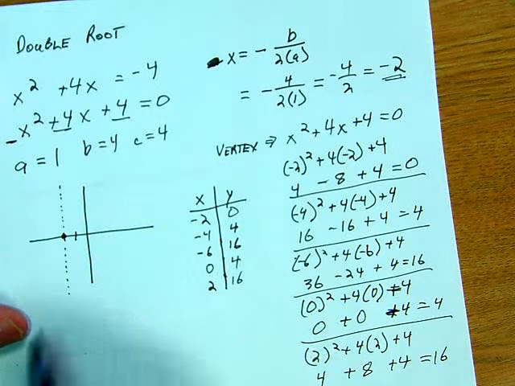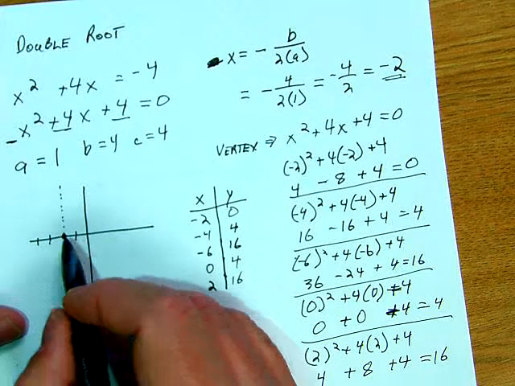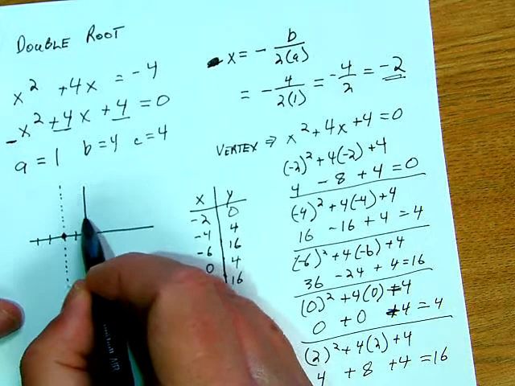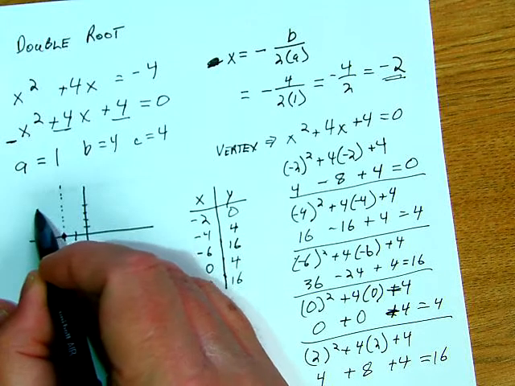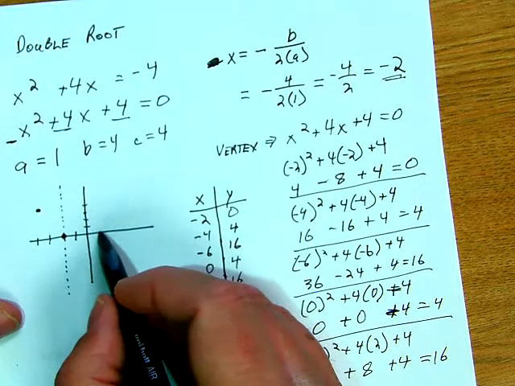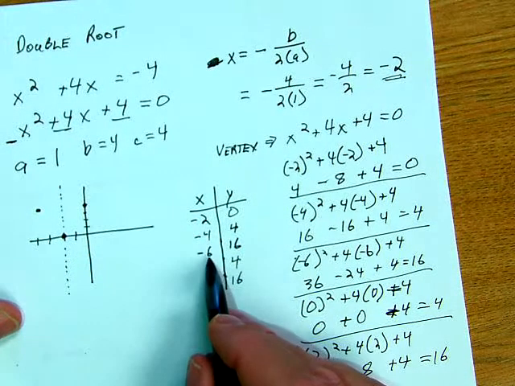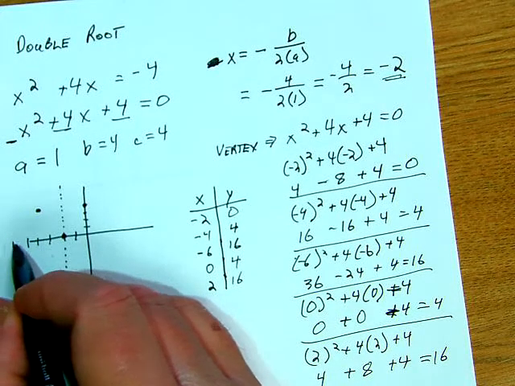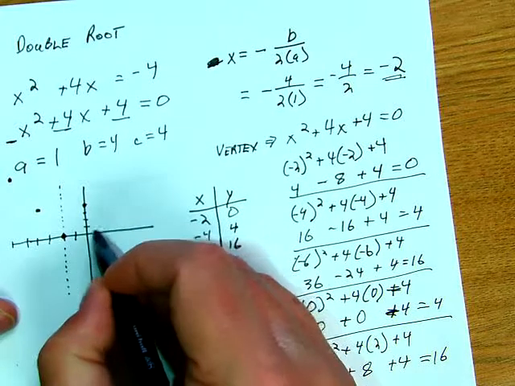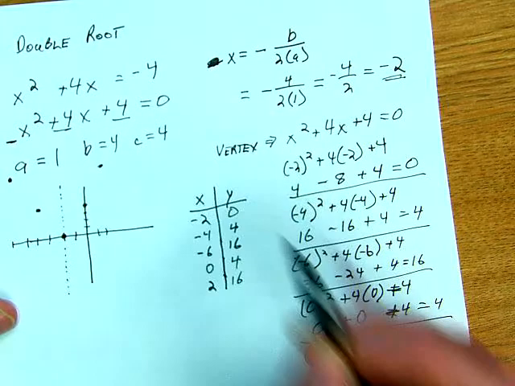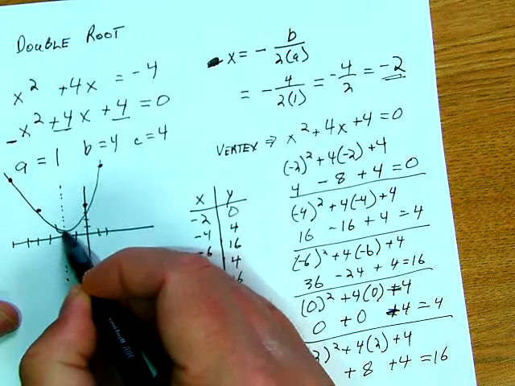So I can plot those out. -4, 4: 1, 2, 3, 4. And +4: 1, 2, 3, 4. And then the other way would be 0, 4. Then I need -6, 16. 5, 6. 16 would be up here somewhere. And 2, 16. And there is my parabola.